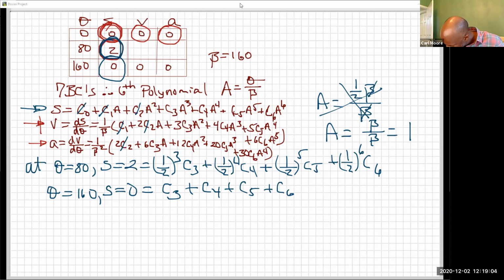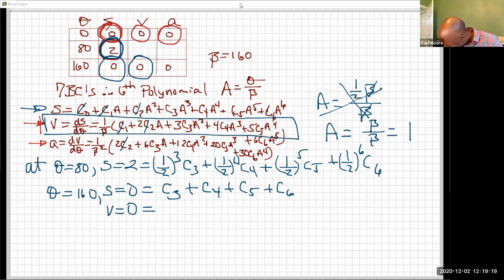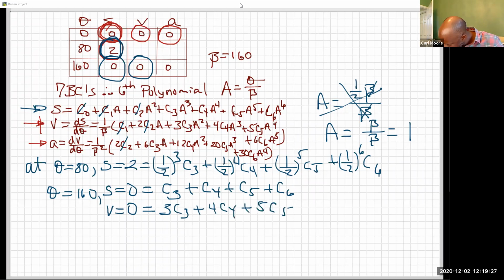Now I turn my attention to V. At theta equal to 160, V is also equal to 0, right? And so 0, now look at that V equation. Here's my V equation, just focused in on the second equation right there. I will have a 3C3 plus a 4C4 plus a 5C5, and I almost forgot my 6C6. Not including the A's again, because every A is 1.